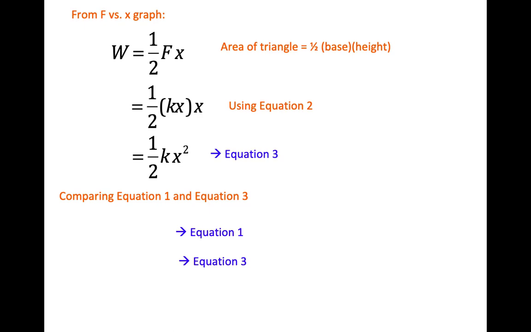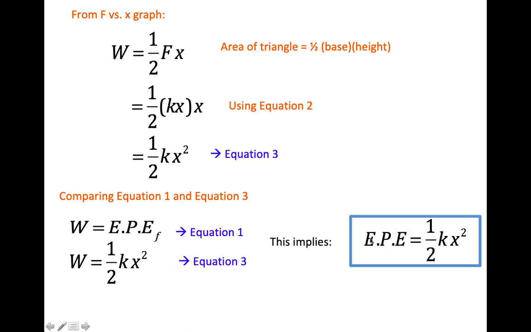Both the equations on the left hand side give us work. So the first equation says that work is equal to the final elastic potential energy stored in the spring, and the third equation says that work equals half kx squared. Because the left hand side is the same, we compare these equations and we conclude that the formula for elastic potential energy is half kx squared.